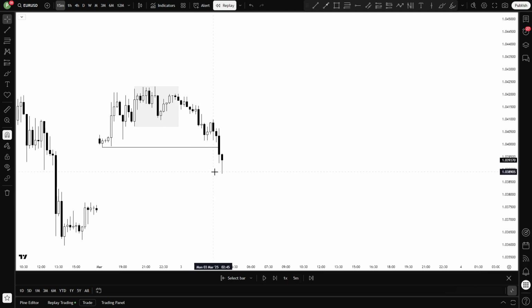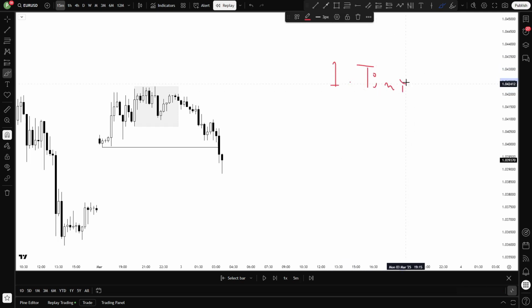Now, once we've gotten our entry triggers, this is where we move into the second step of the execution layer, which is the entry confirmation part. You know that within the second step of the execution layer, we've got two key elements. Number one, we've got timing, and number two, we've got the actual confirmation. First of all, we will start with timing.